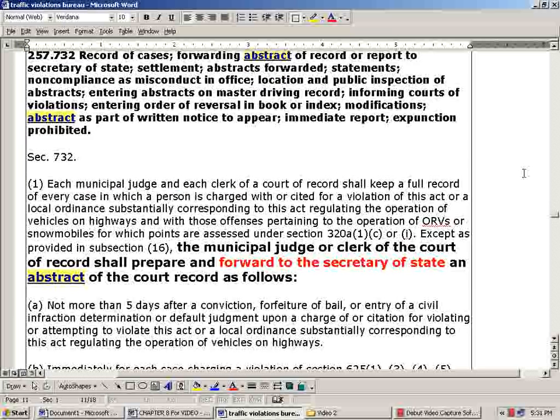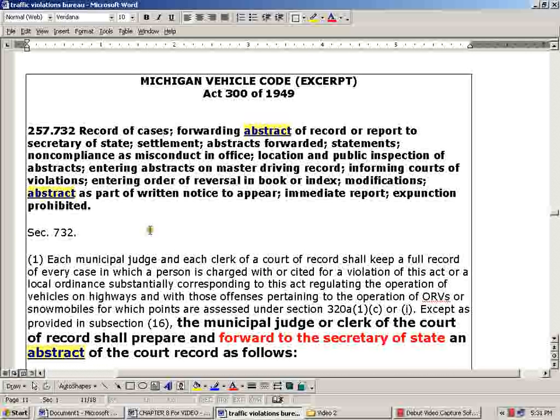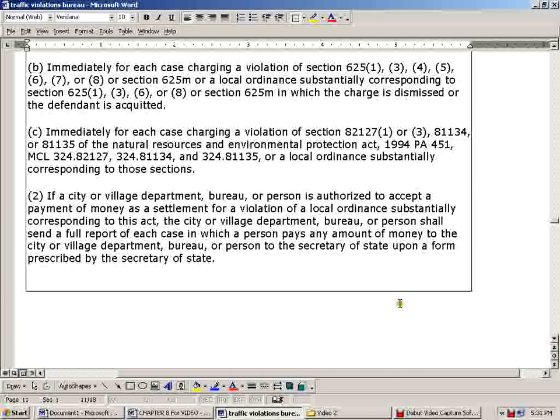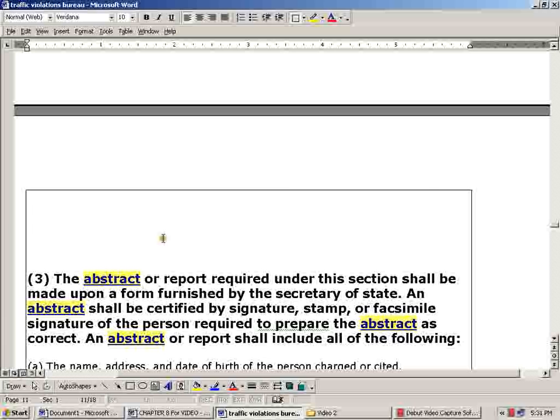So, okay. Here in Michigan, like I said, the municipal judge or clerk of the court of record shall prepare and forward to the Secretary of State an abstract of the court record as follows. Really, we need to be talking to the lowercase secretary of state's office. It's transportation in Arizona, Bureau of Motor Vehicles in Ohio, Secretary of State in Michigan.